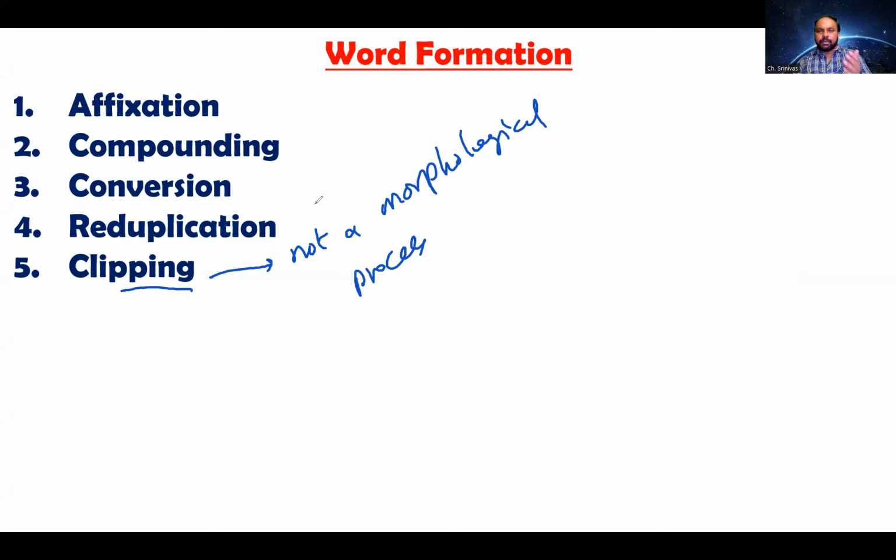Shortening lengthy words. Shortening lengthy ones is a morphological process called dash, they ask. Shortening the lengthy words, what do we call it? We call it clipping. So clipping is actually not a morphological process, but it is the human tendency to shorten the lengthy words. Just for our convenience, we use this kind of technique.